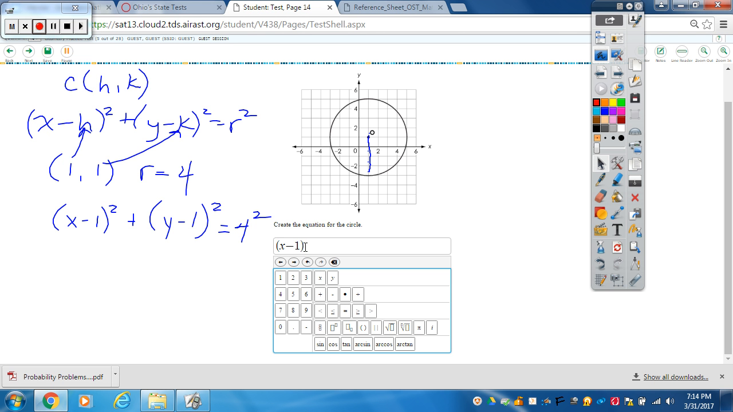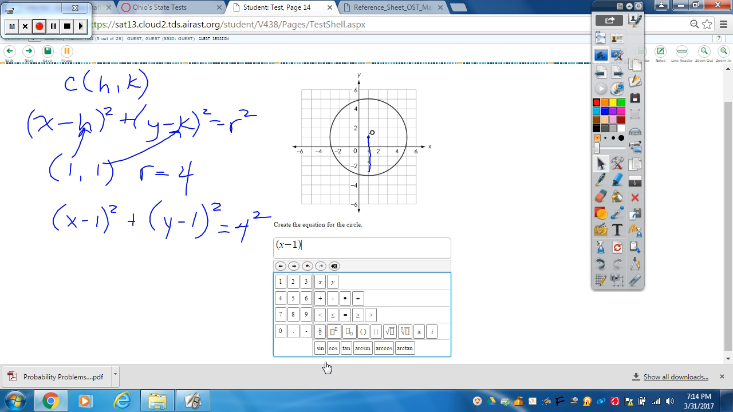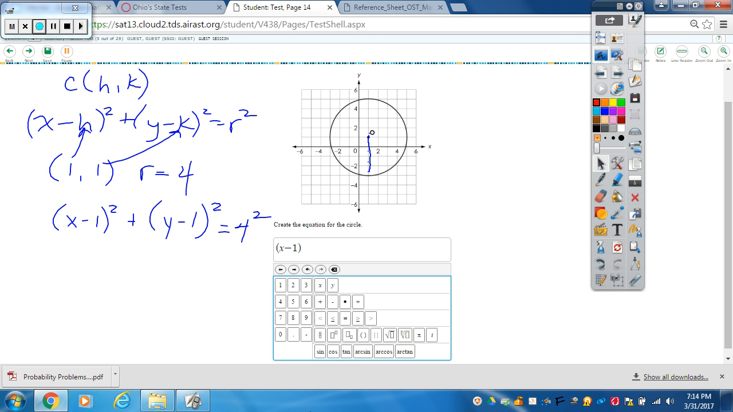Looks like I may have to do this. Yeah, squared. And then you notice I tapped away from it. If you're going to be next to it, tap away from it, it'll go down. Okay. And then plus, and then a parentheses, y minus 1 squared. Nope. Equals.